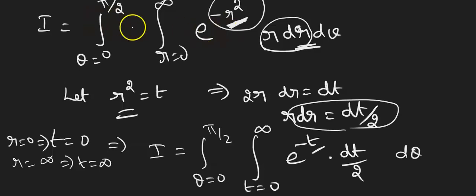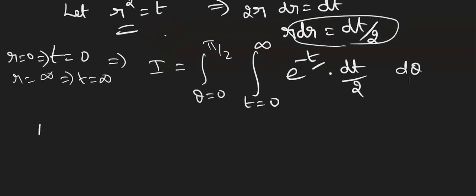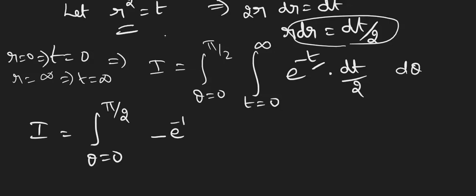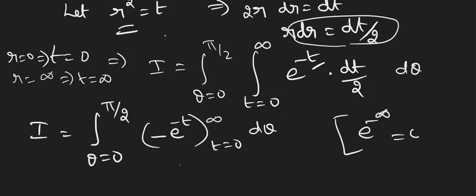So now e power minus t is an easy thing to integrate. Theta varies from 0 to pi by 2, I am keeping as it is, and e power minus t, if I integrate, is e power minus t by minus 1. So with this I can write it as minus e power minus infinity, then t varies from 0 to infinity, d theta. What is the value of e power minus infinity? It is 0, and e power 0 value is 1. So we are going to use this.